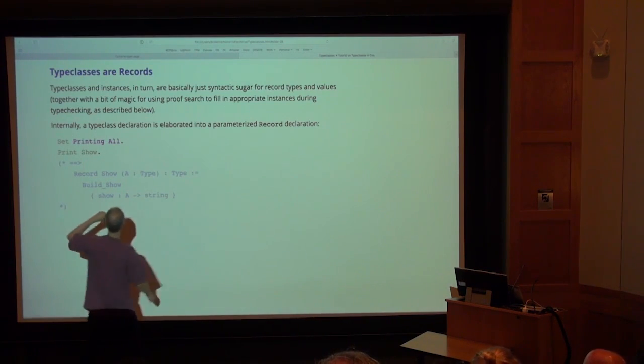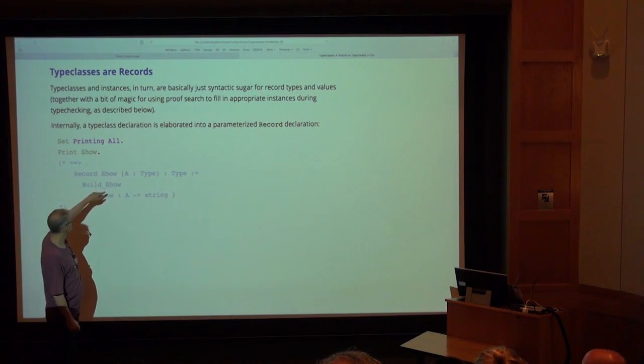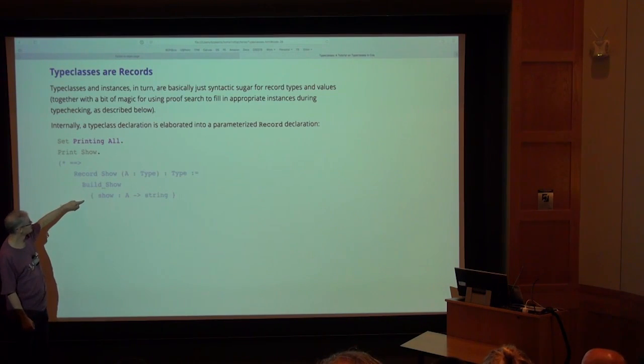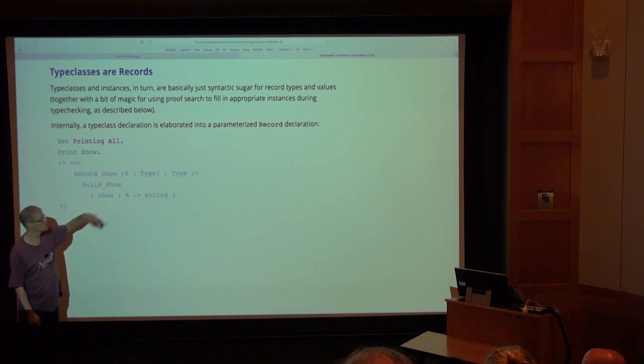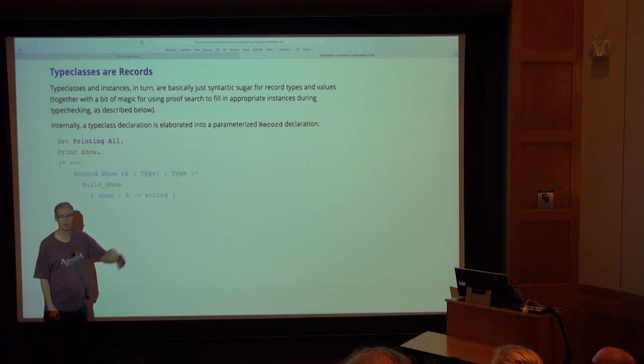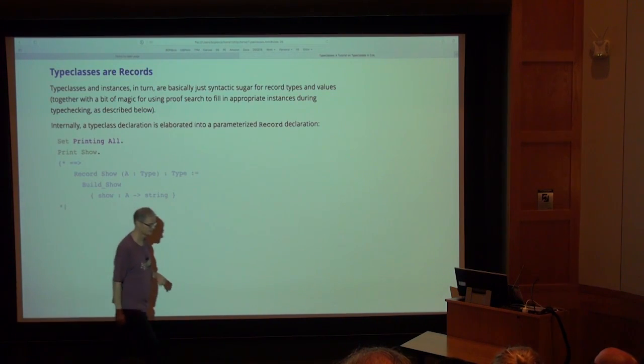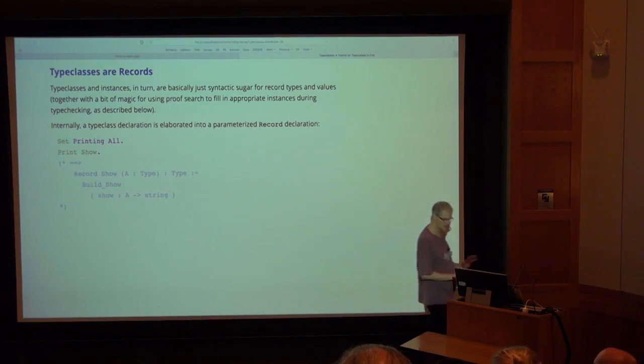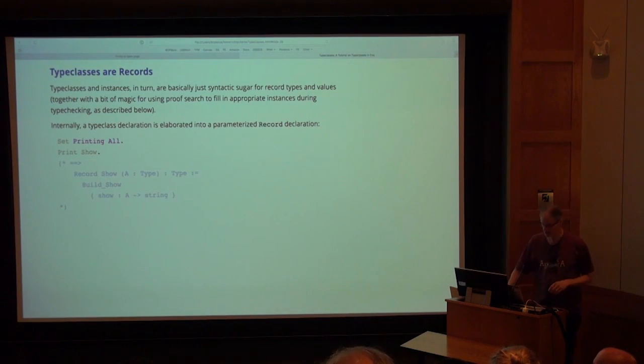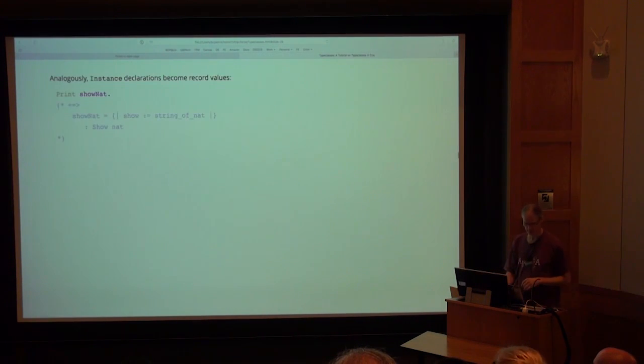So if we define the show type class as we did before, for example, and then print it out, it will print as a record with a build show constructor and a show field of type A to string. So internally, type classes are very little more than just records, record types. And then, of course, if a type class is a record type, then a class instance is a record value. And that is also true.